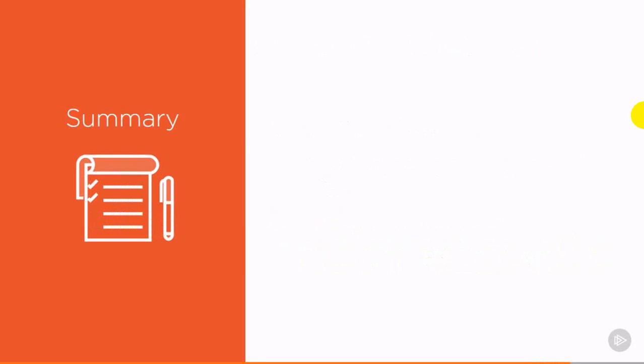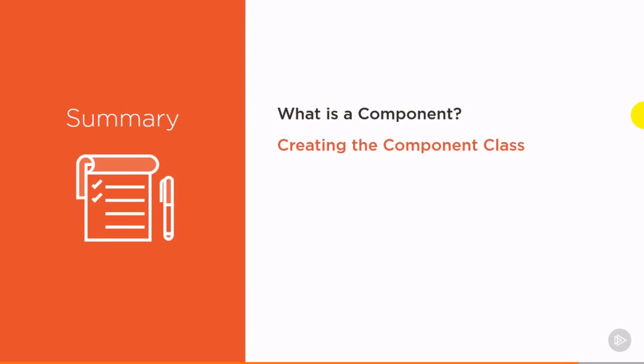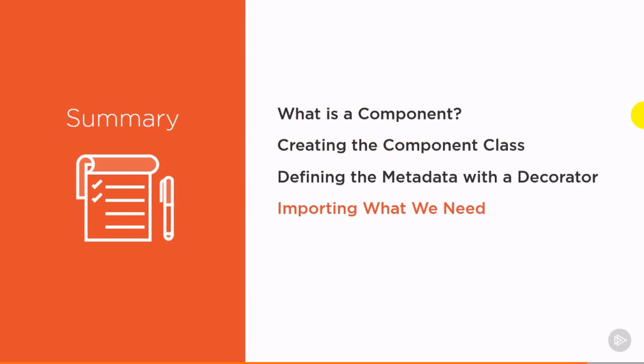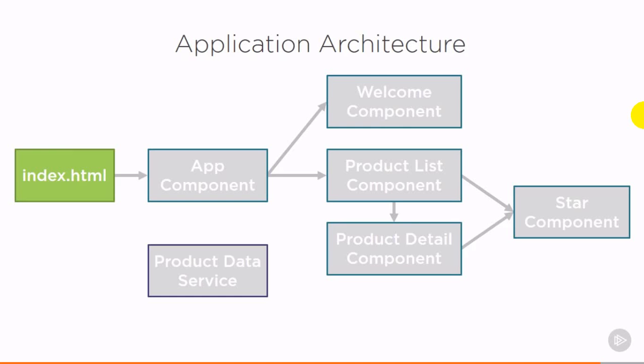In this module, we detailed what a component was and how to build one by creating a component class, defining the metadata, and importing what we need. And we discovered how to bootstrap the component we built to bring our application to life. Here again is our application architecture. In this module, we built the app component and have the very basics of our application working.